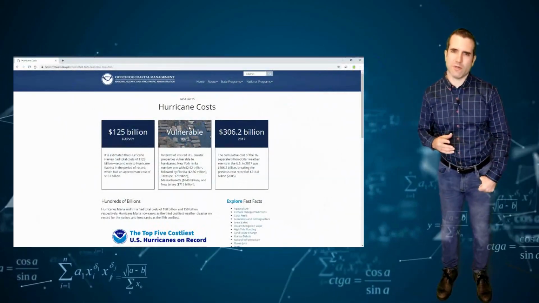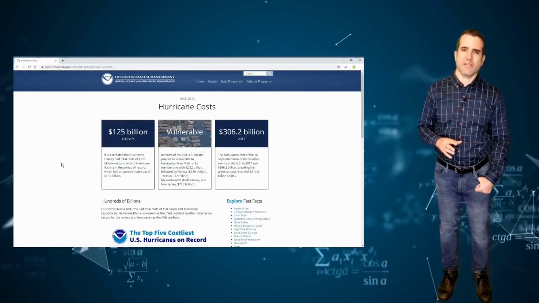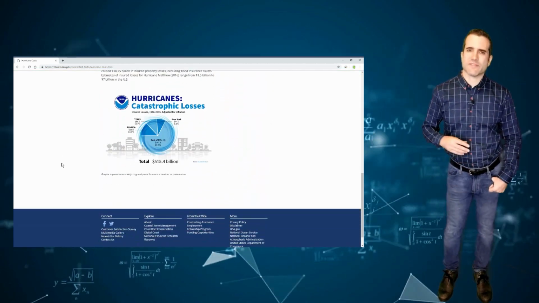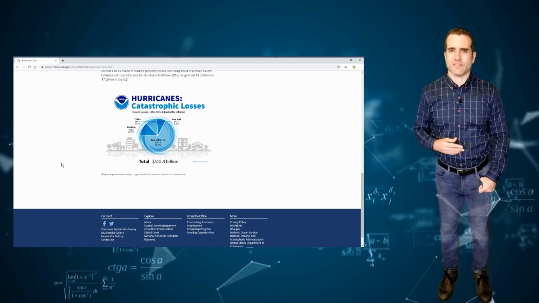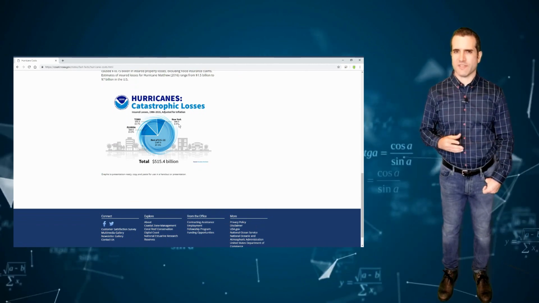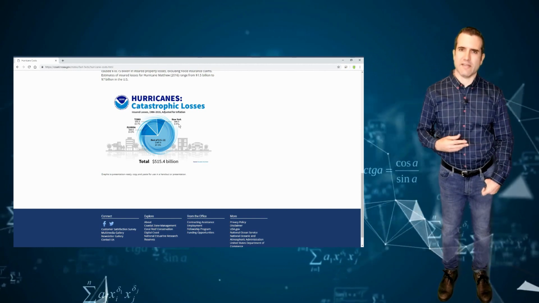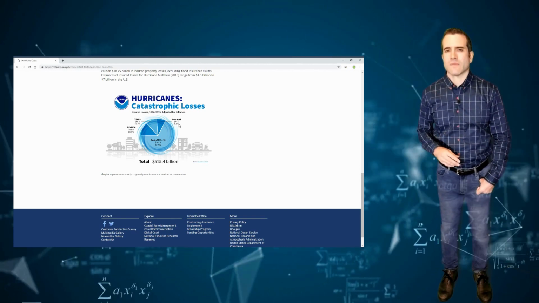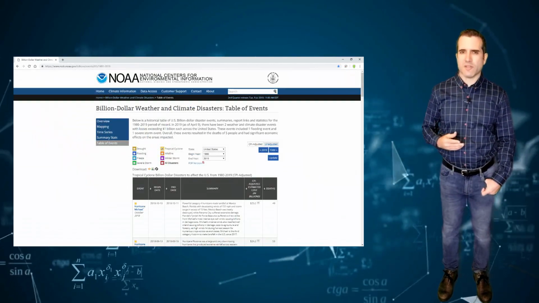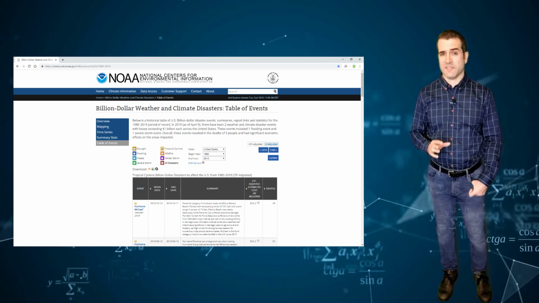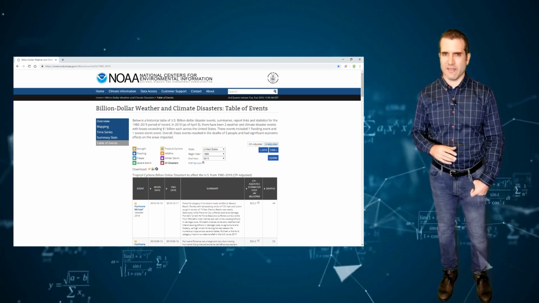First, I went to NOAA's website and found a bunch of information about the costs associated with various storms. This page also lists some other facts, such as the top 5 most vulnerable states to hurricanes, which has to do with the property value of those states in areas most prone to flooding. This led me to NOAA's billion-dollar weather and climate disasters table of events page, where I found my first data set, which I quickly downloaded and plotted.